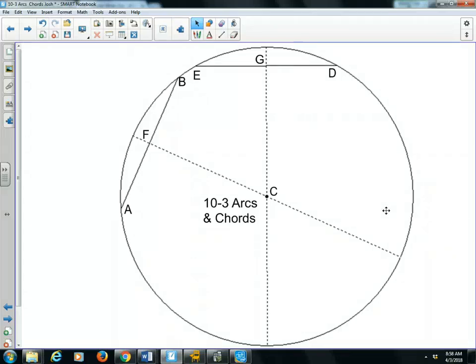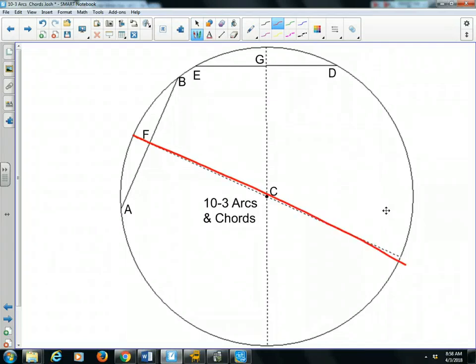So please turn to your third page in your circle book and draw very similar to what I have up here. You're going to draw two different diameters, one right here and one right here, and then draw two different chords from A to B and from E to D. So please draw that on your circle book as well.